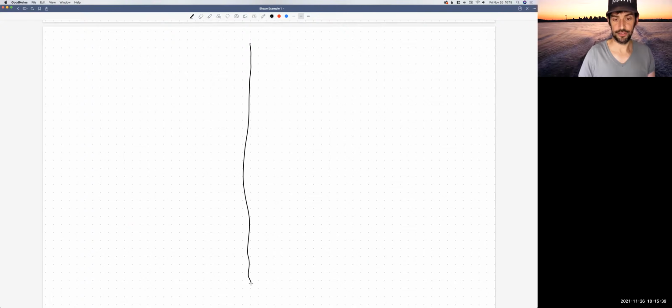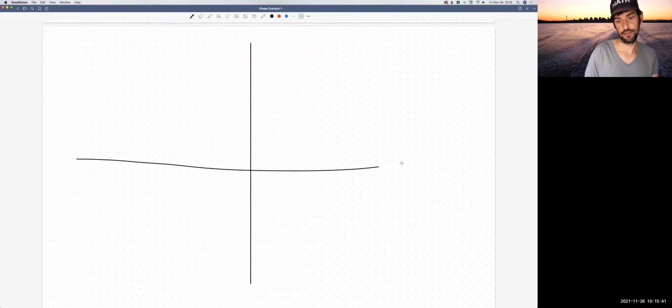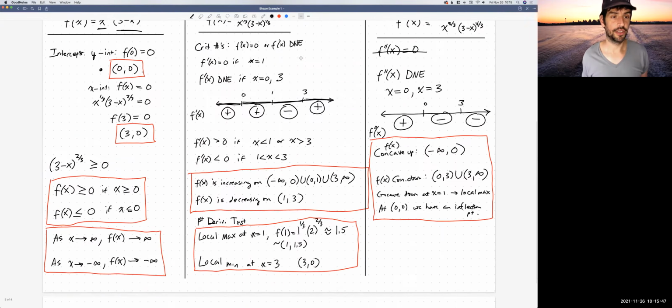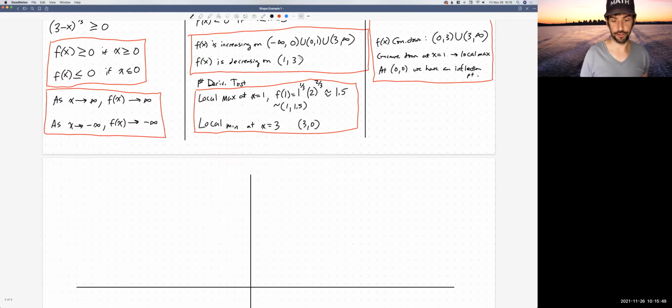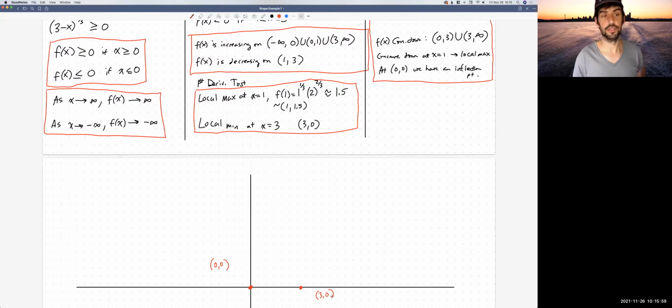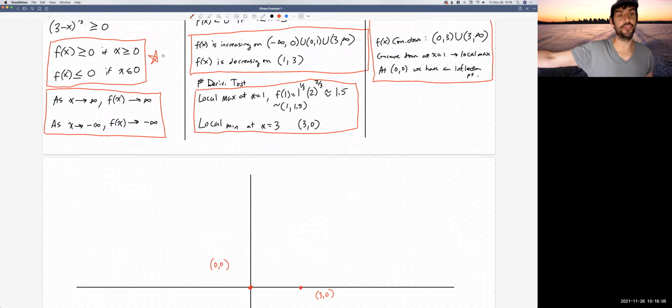So throw out some axes. Okay, so first thing I'm going to do, we've got the points (0, 0) and (3, 0). So I'm going to go ahead and put those in just to give me something. (0, 0), and (3, 0). We know that f is positive, right? So now I'm looking at this information. f is positive to the right.